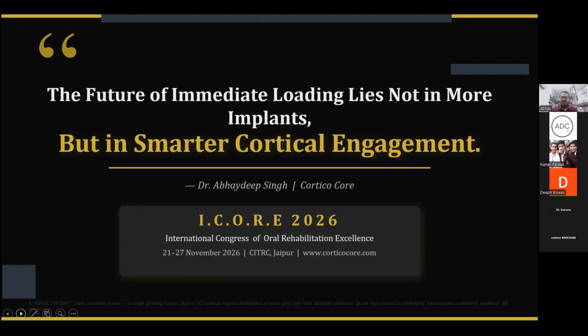Patients want teeth immediately. They do not want to wait for 3 to 6 months. They do not want to spend on sinus lifts, and they do not want to take any chance that the sinus lift has failed, the bone augmentation has failed, the bone graft has failed, and then again you have to wait for 6 months, 1 year. So I urge all of you to learn the science of cortical engagement and start doing immediate functional loading, even if it's a single tooth, a single arch placement, or full mouth cases.